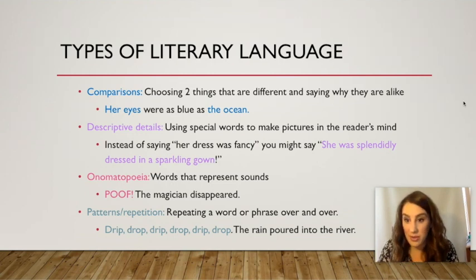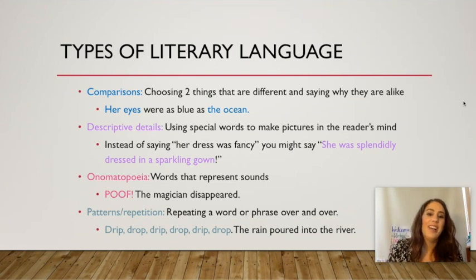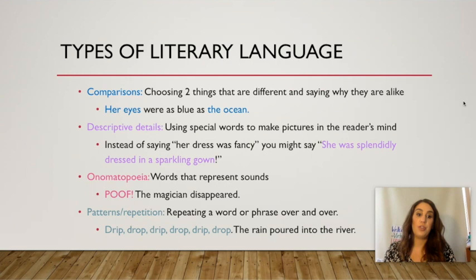The last one that I listed here is patterns and repetition. This is another one that we focused on quite a bit in our writing workshop. So that's when you repeat a word or phrase over and over. The example I have here says, drip, drop, drip, drop, drip, drop. The rain poured into the river. So the drip drops are repeating here. Sometimes you'll have a phrase that repeats throughout an entire book, or it's just repeating on one page, kind of like my example here. So those are just some of the types of literary language.